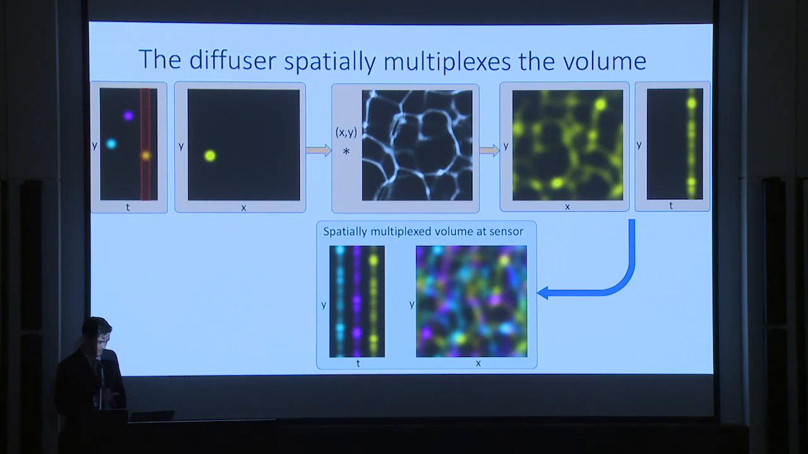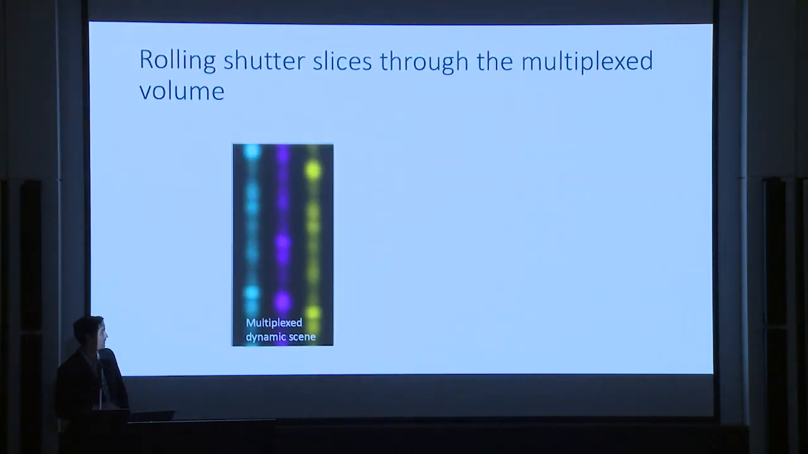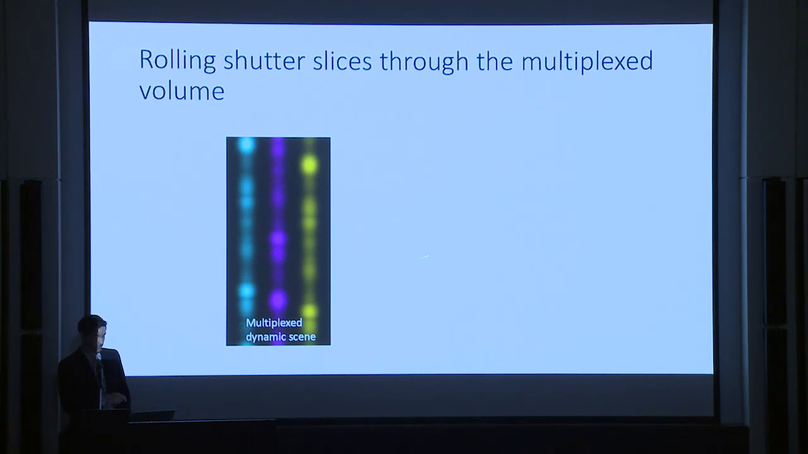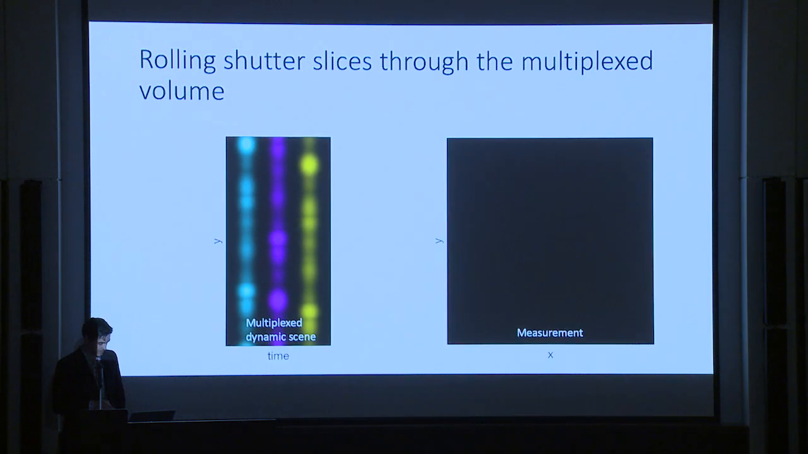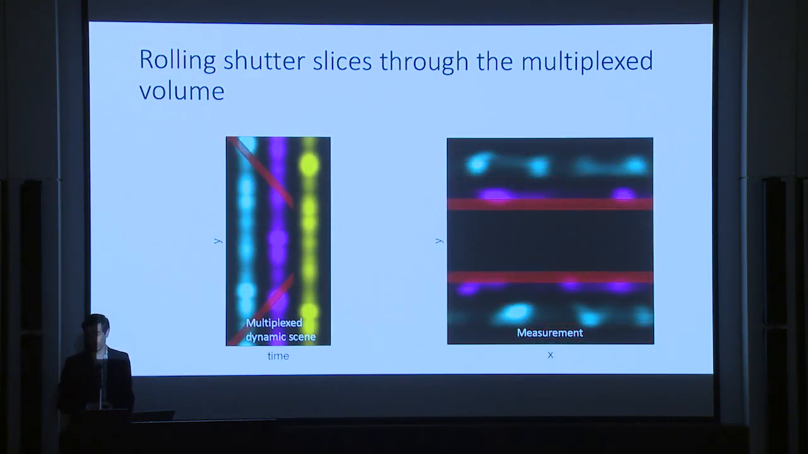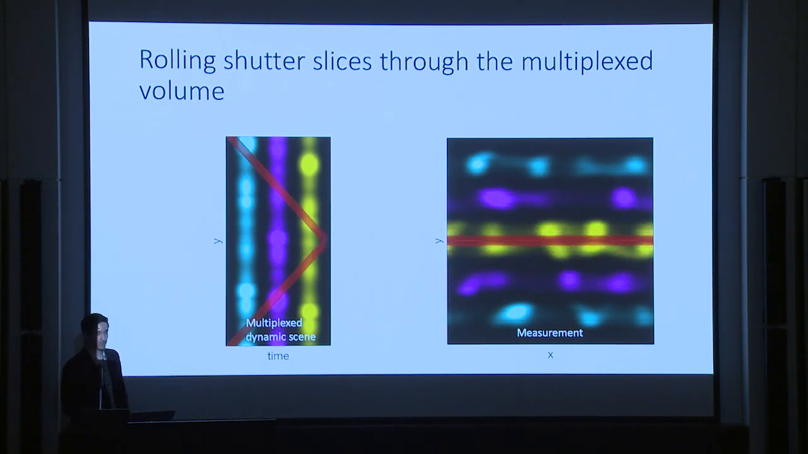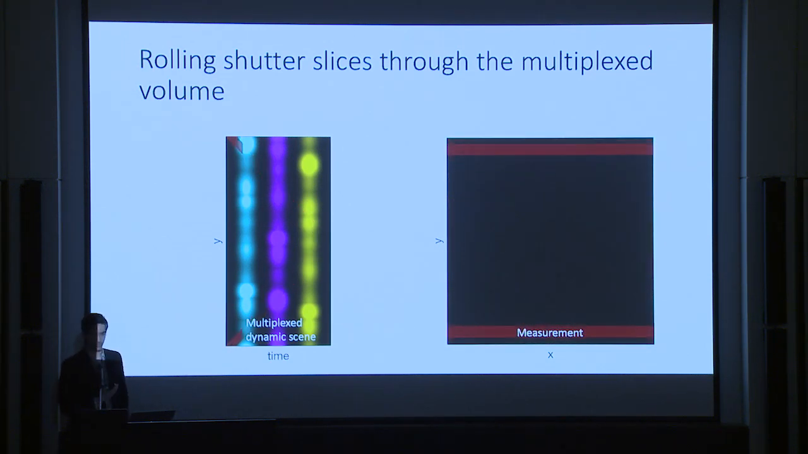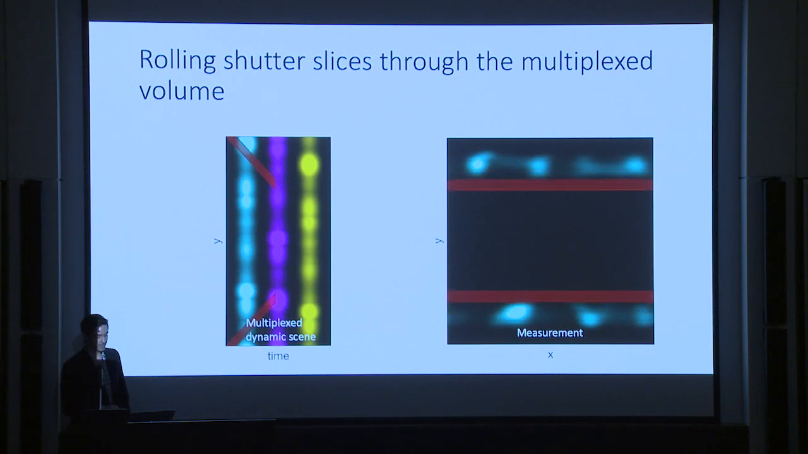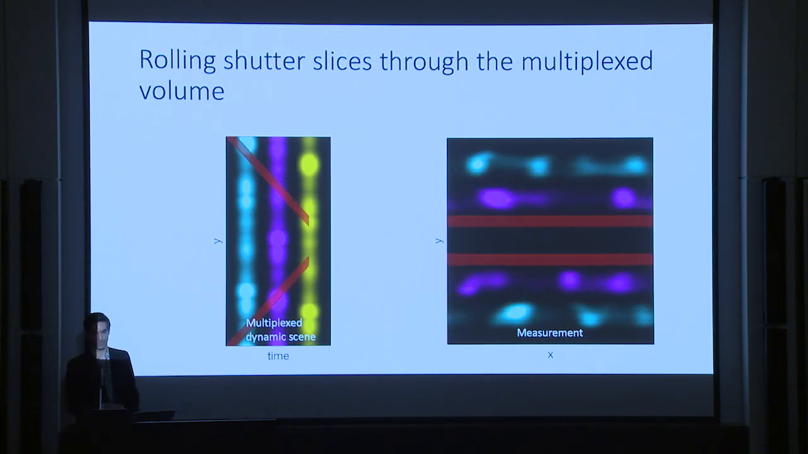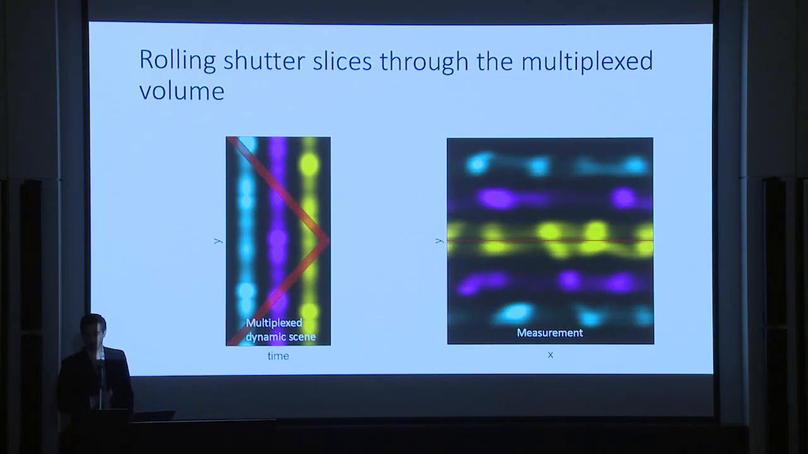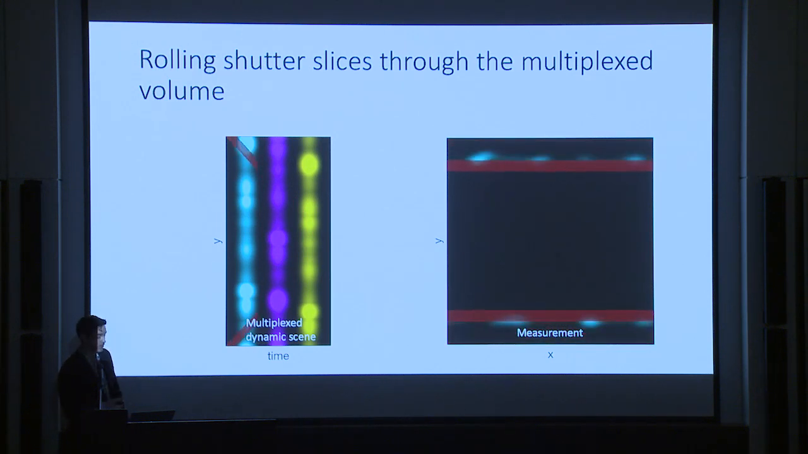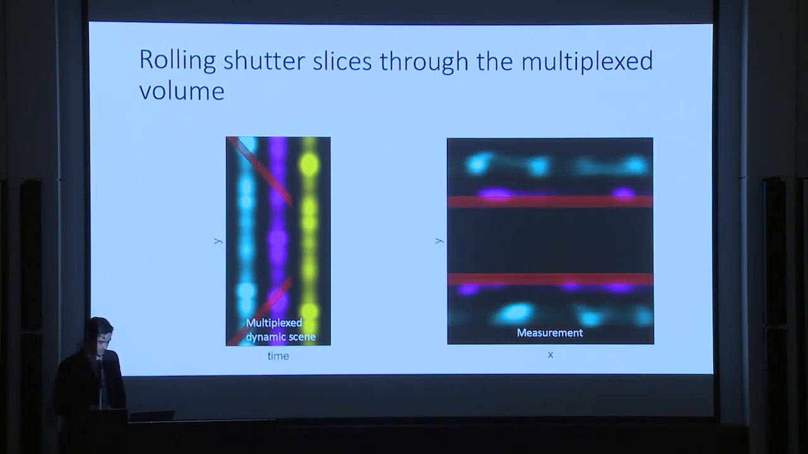But we can take a look at how the rolling shutter samples this to understand why this is actually a good thing. So if we take a look at the YT slices of the multiplexed dynamic scene on the left, and on the right, I'm going to show the measurement. And what we see is now, as we slice through this volume with the rolling shutter function, we're catching information about all of the points that were in the scene. And this is the key to making this work, is that because we're spatially multiplexing, the rolling shutter can basically see every point in the scene.